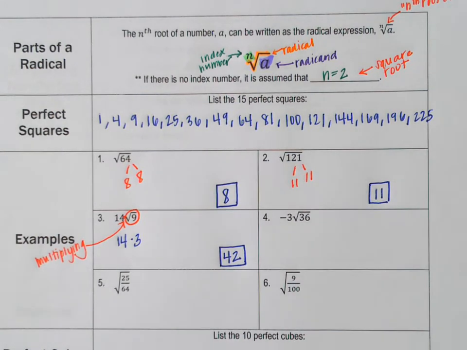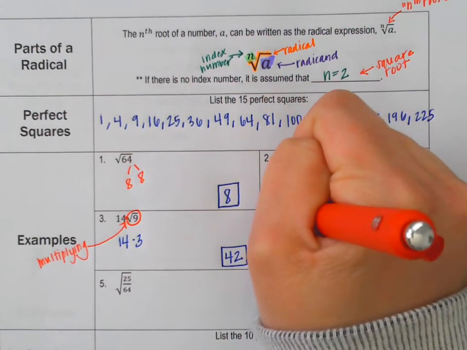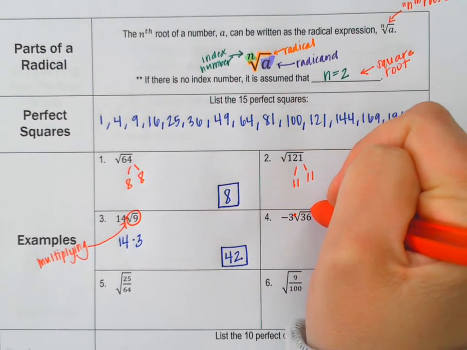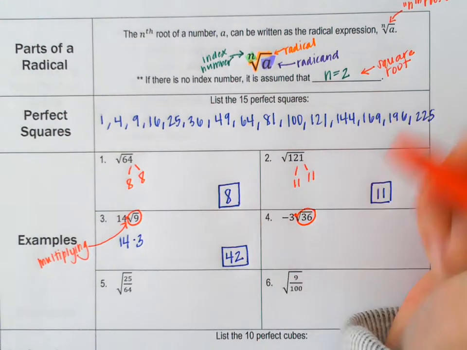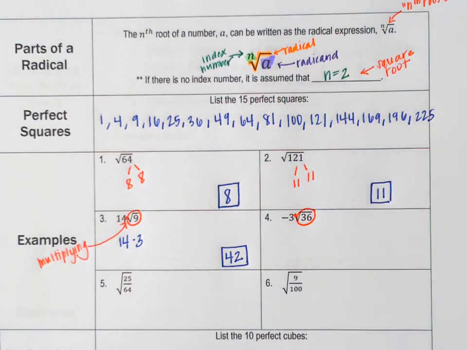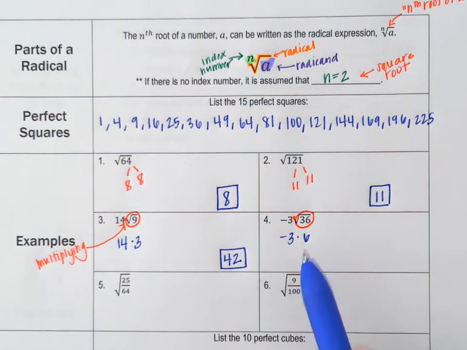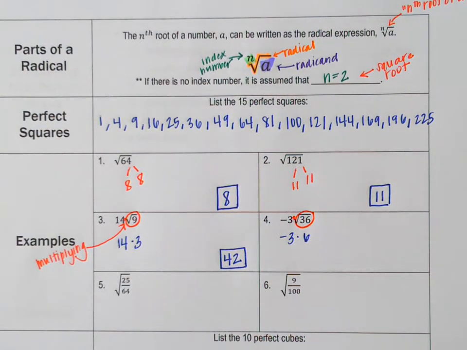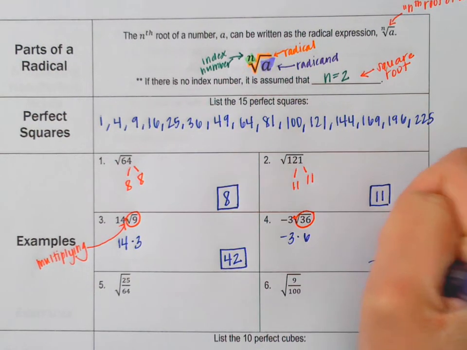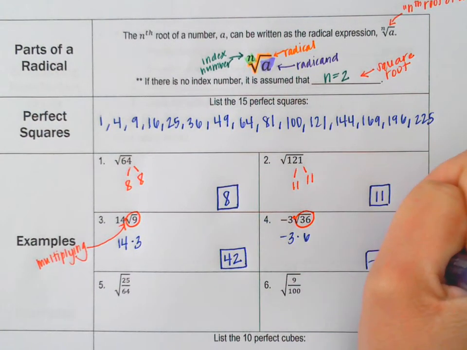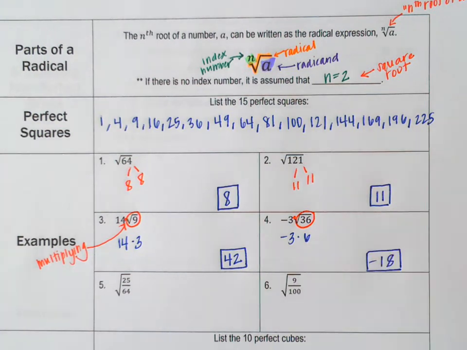Okay, so for number 4, we're looking at -3 times rad 36, or often I just say -3 rad 36. So again, they're multiplying in between here. And so we can simplify this rad 36. We know what the square root of 36 is. We know that's 6. And then I can multiply my numbers together. -3 times 6 is -18. And that's it.